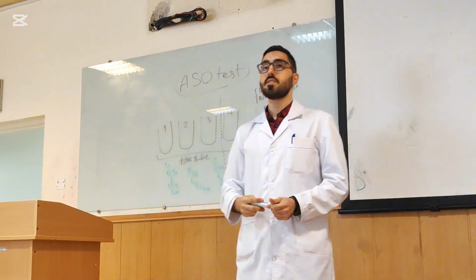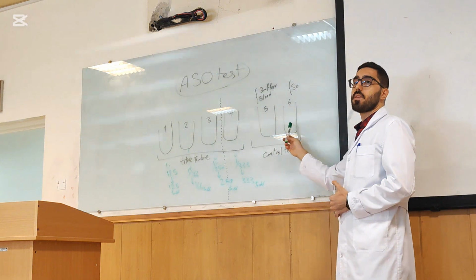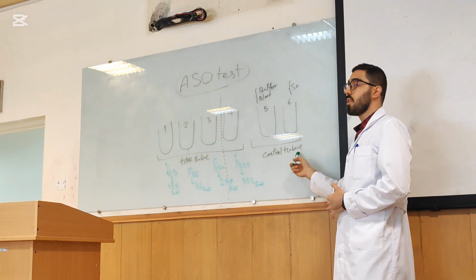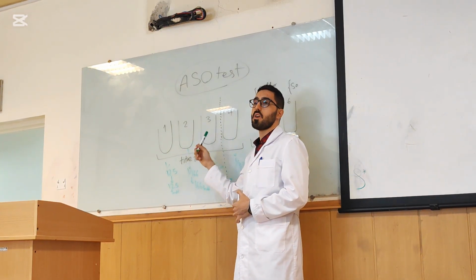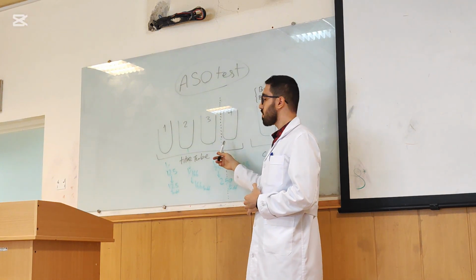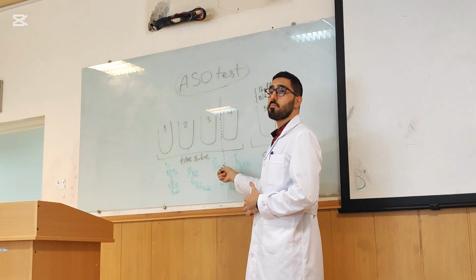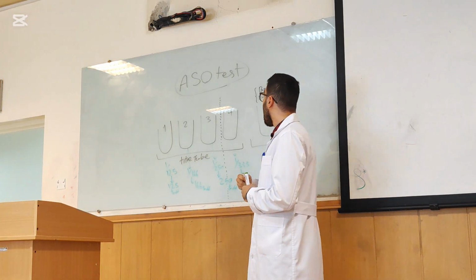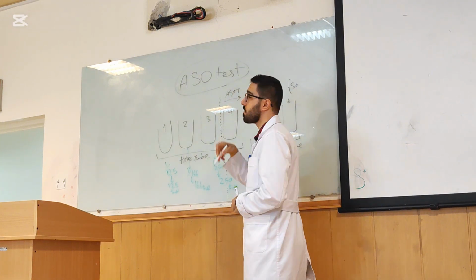In the ASO test, we have 6 tubes. Tube number 5 and tube number 6 are your control tubes. And tubes number 1, 2, 3, and 4 are your titer tubes. We have a borderline with the titer tubes, 250. This is my borderline for ASO positive or ASO negative. After that, we call it ASO positive.